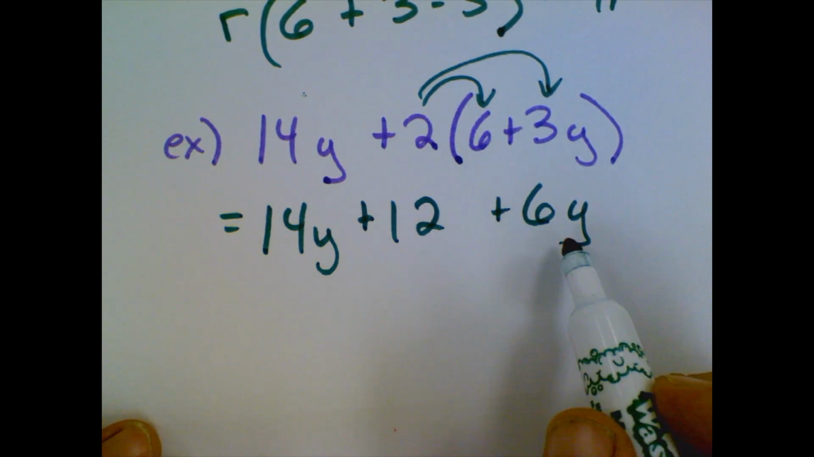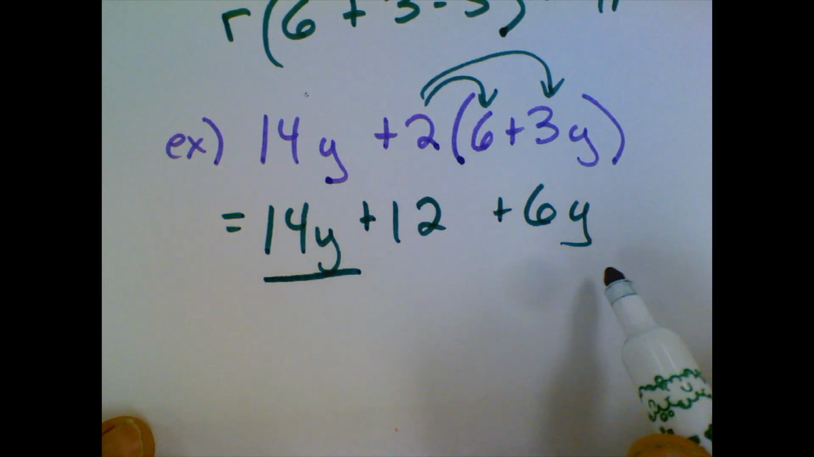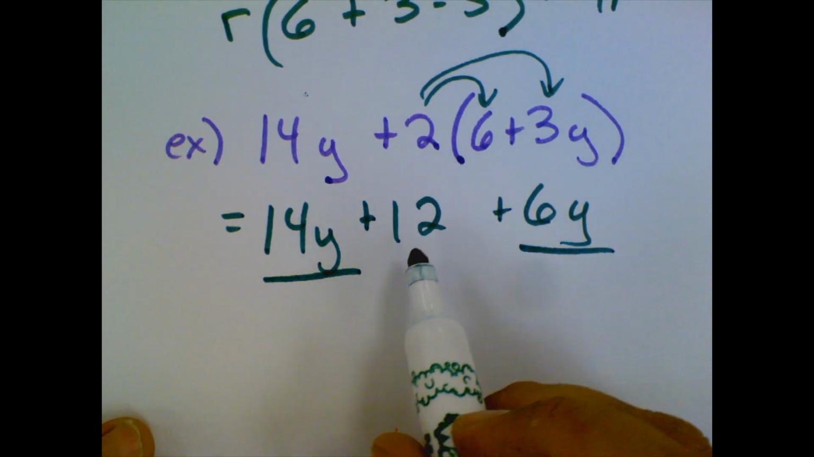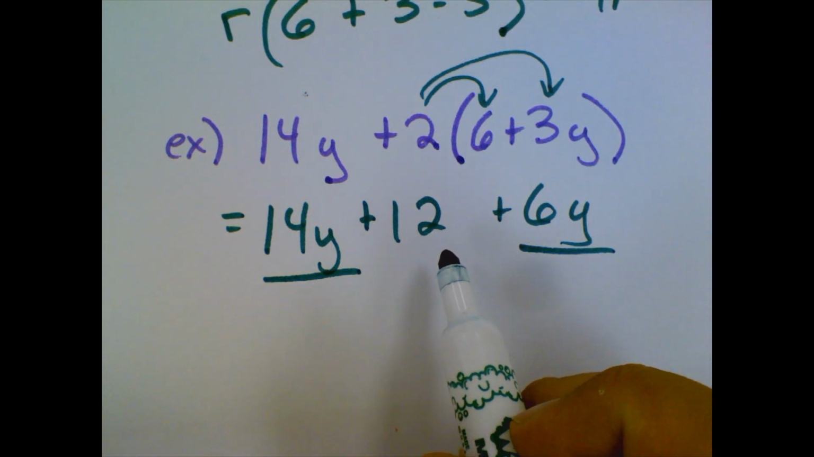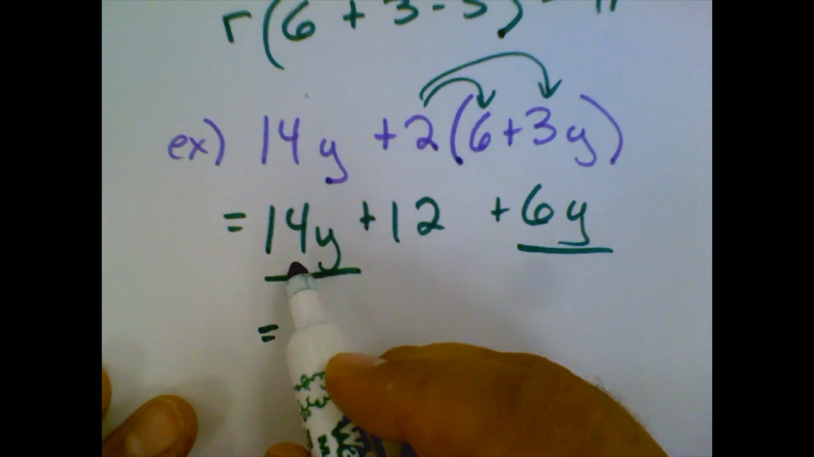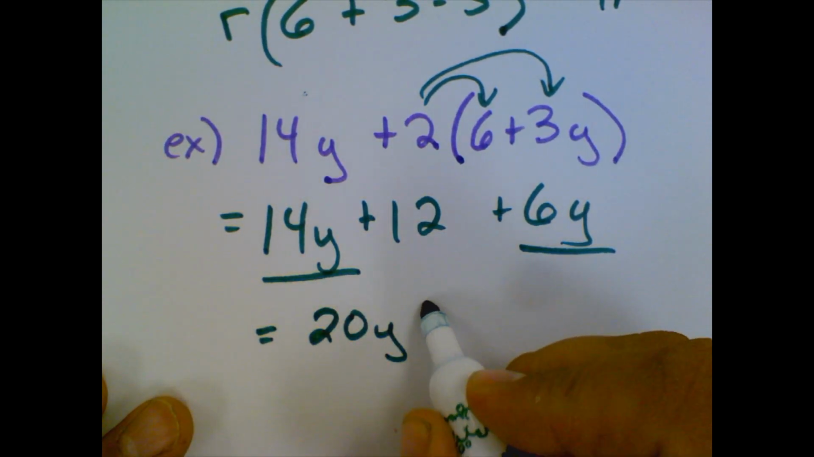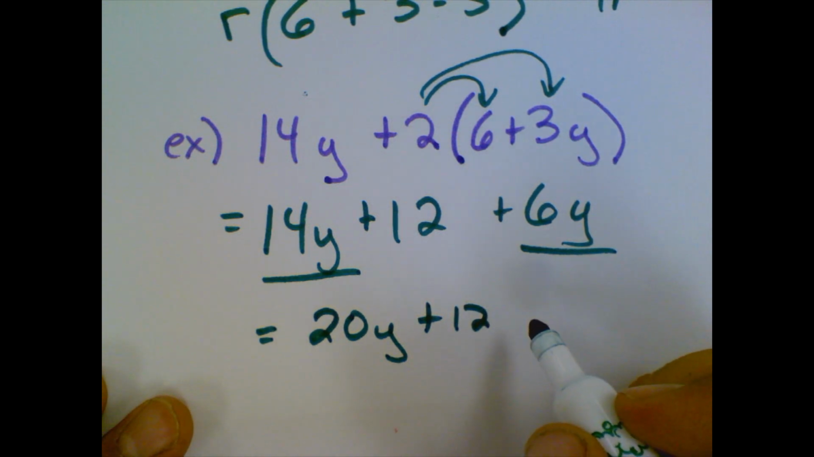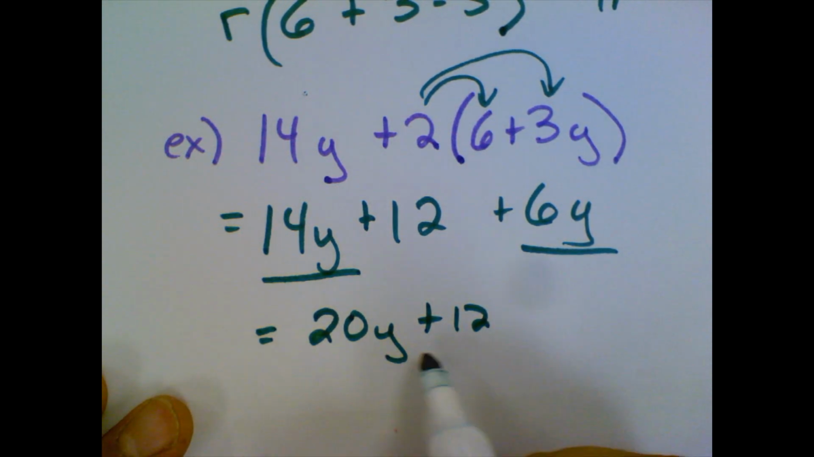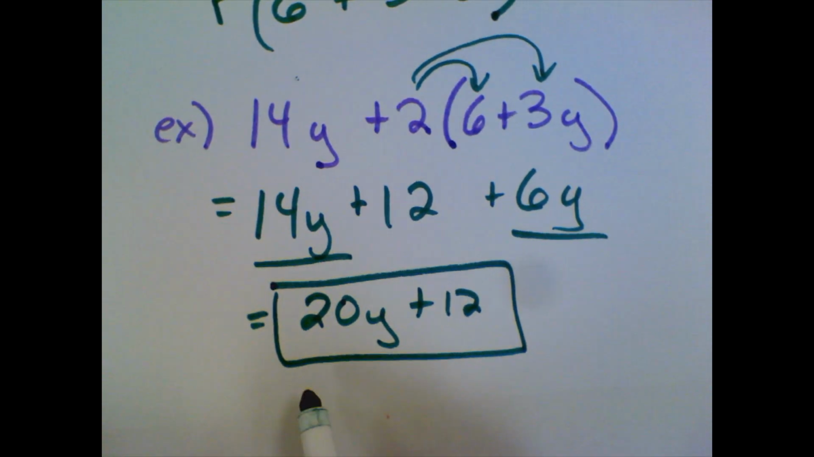Now take a look at these three terms. Which numbers have the same backpack? Well, it'll be this and this, right? They both have a y. 12 doesn't have a backpack, so it's kind of excluded from this club anyway. So 14y plus 6y is 20y plus our constant 12. Typically, when we write the answer, we'll try to put the constant last. Okay, but it would not technically be wrong if you wrote 12 plus 20y.